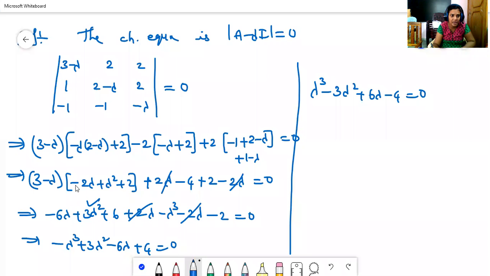Small correction. 3 twos are minus 6 lambda plus 3 lambda square, plus 6, minus into minus plus 2 lambda square. Two lambda square minus lambda cube, minus into minus plus, minus 2 lambda. So it is all get cancelled. Minus 2 lambda. Now here, this is listed.